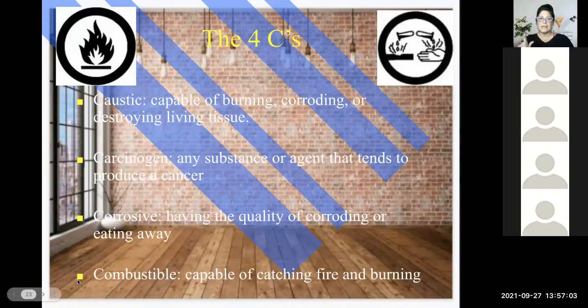Okay, the 4 C's: caustic, carcinogen, corrosive, and combustible. Caustic can corrode and destroy living tissue, so skin, and it will burn. A carcinogen is anything that tends to produce cancer. Corrosive is something that will eat away. And combustible, of course, is capable of blowing up, catching fire, burning.